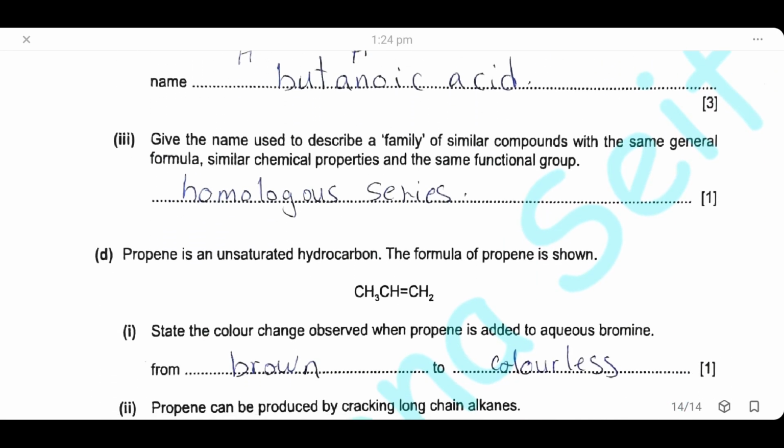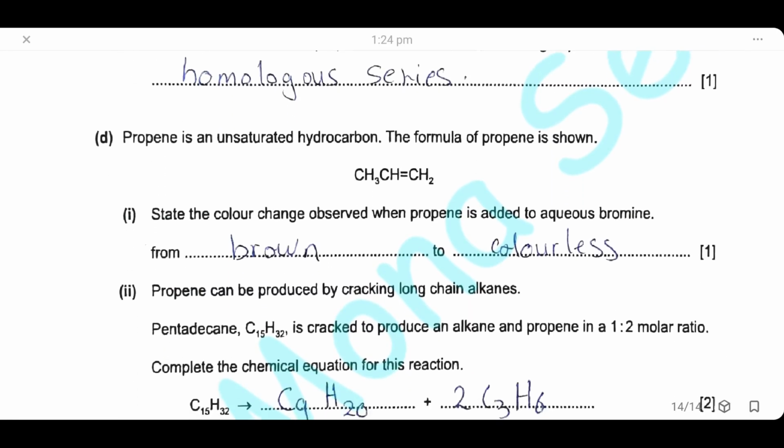Question 3. Give the name used to describe family of similar compounds which have the same general formula and same chemical properties of the same functional group. This is homologous series.